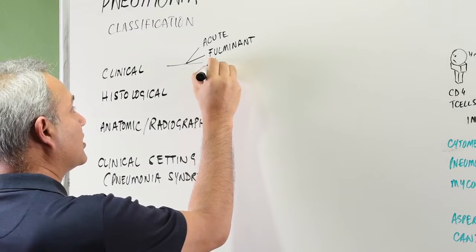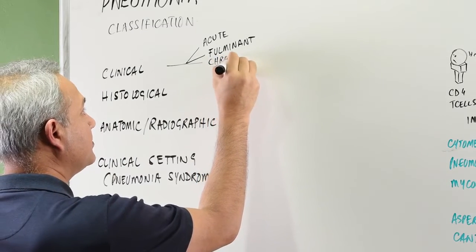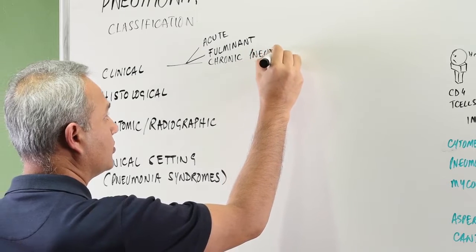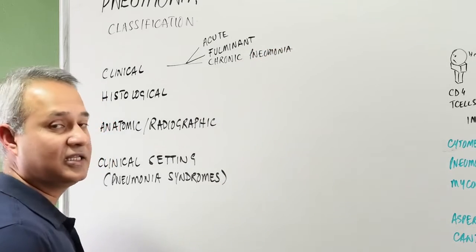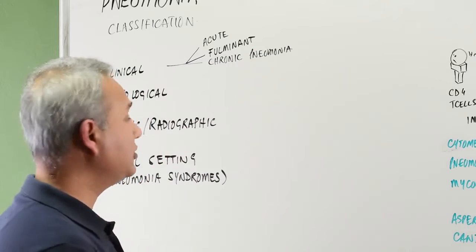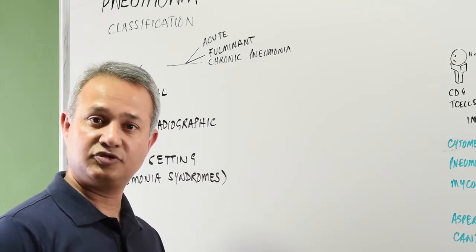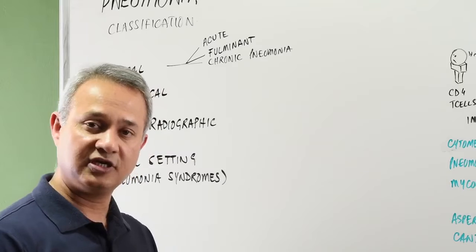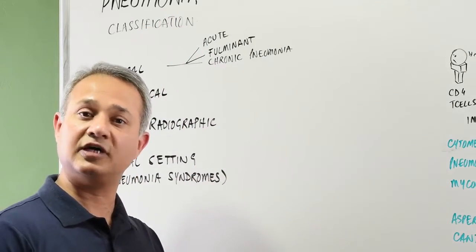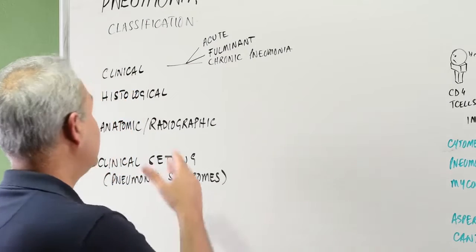And then the chronic pneumonia. So these are the clinical classifications. Again, does it tell you what the treatment is and how to approach the patient? Not really. It just tells you how urgently you need to start working with the patient.